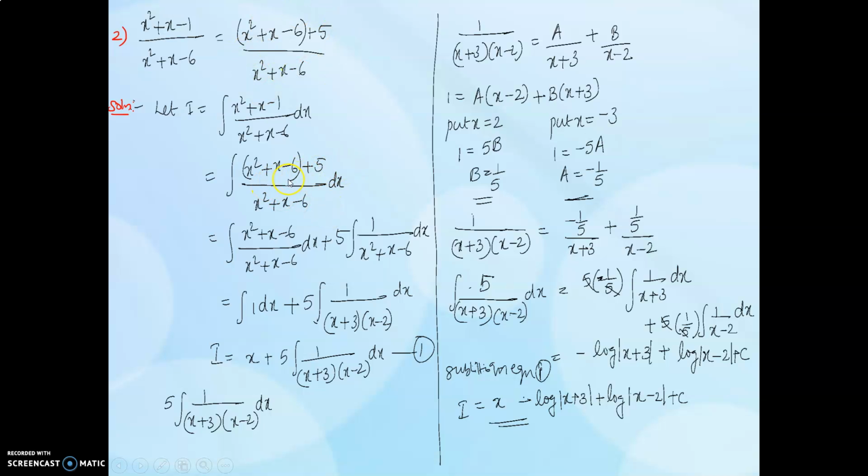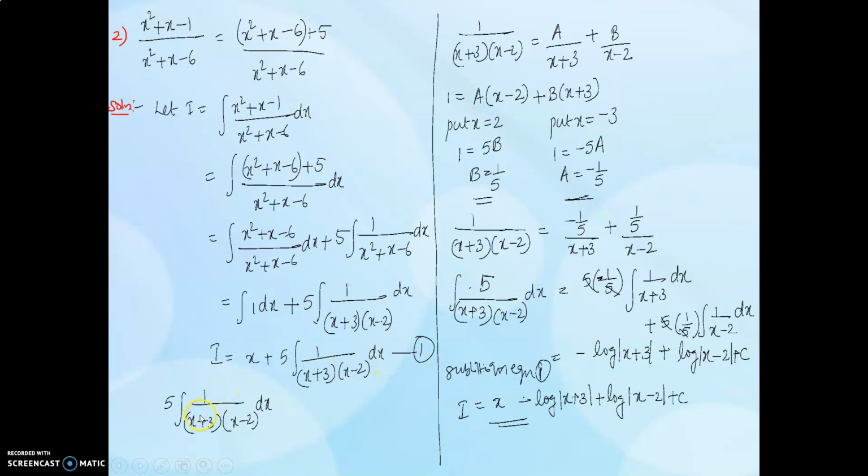There are two terms in the numerator, so you can split it. Integral x square plus x minus 6 upon x square plus x minus 6 dx plus 5 into integral 1 upon x square plus x minus 6 dx. So integral 1 dx plus 5 into integral 1 upon x plus 3 into x minus 2, you can factorize this like this. So I is equal to x plus 5 into integral 1 upon x plus 3 into x minus 2 dx. This is equation number 1.